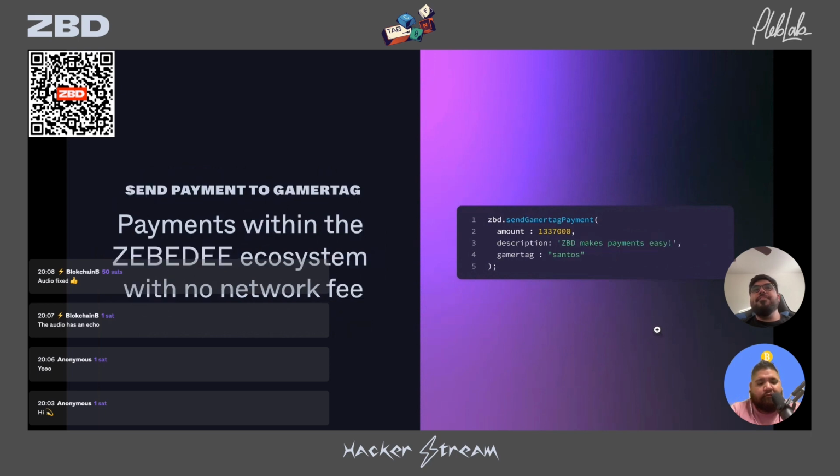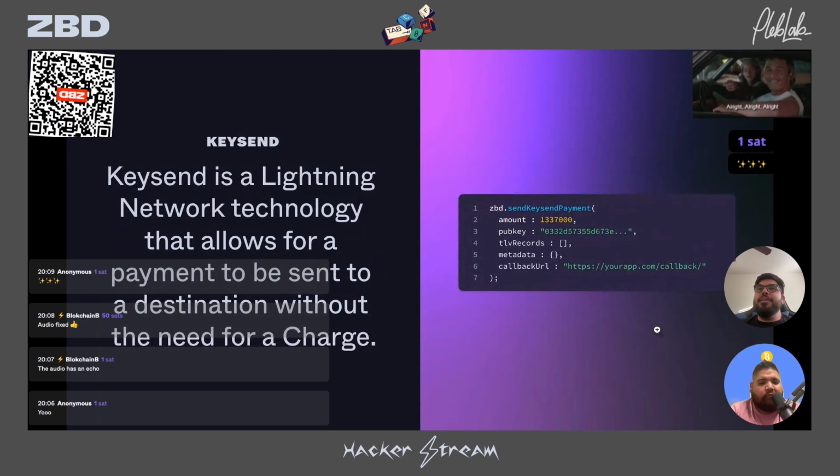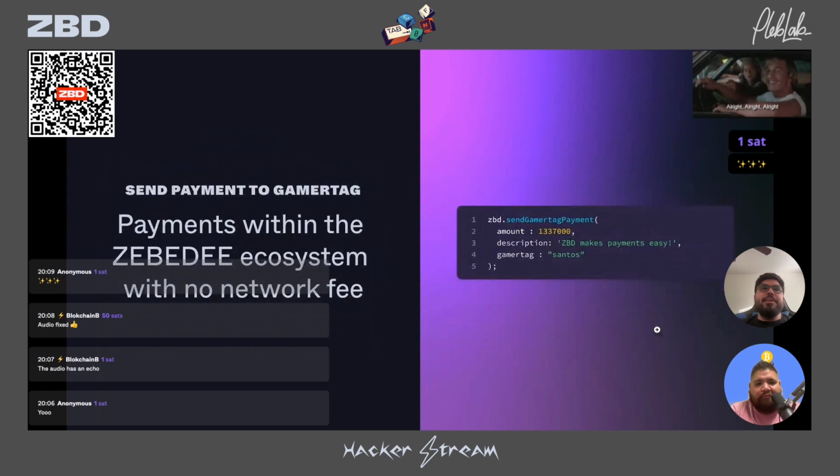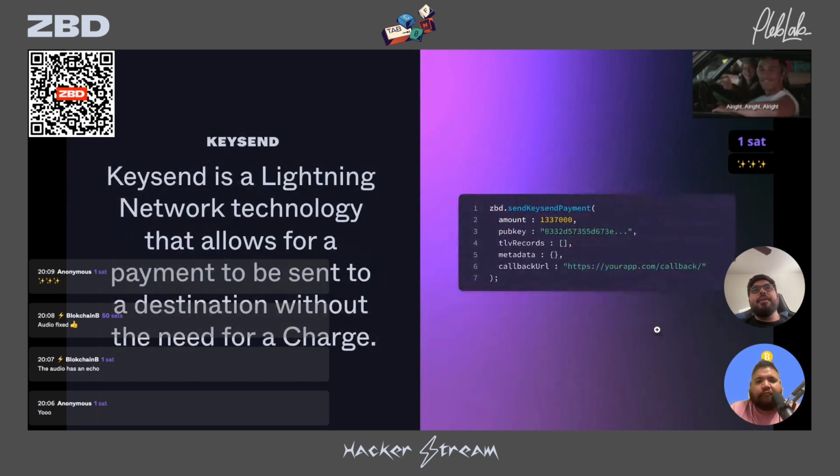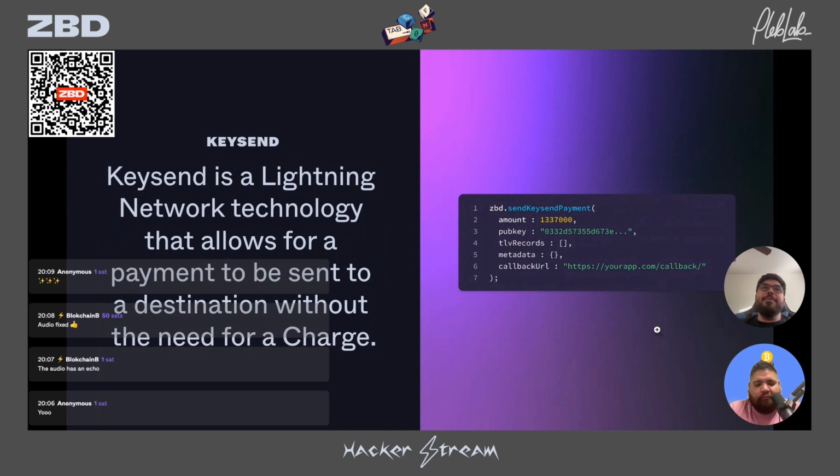You can also send payments to our gamer tags, which is like the ZBD username from the ZBD app. You can send an amount. All of these are denominated in millisats. And then from there, you can pass in a description and their gamer tag or username. One other important thing about the gamer tag is there is no network fee. So you don't have to worry about a Lightning fee. You just pay the standard 1% or 1 sat fee for processing payments, but there's no network fee since it's a ZBD ecosystem transaction. We also have keysend support.